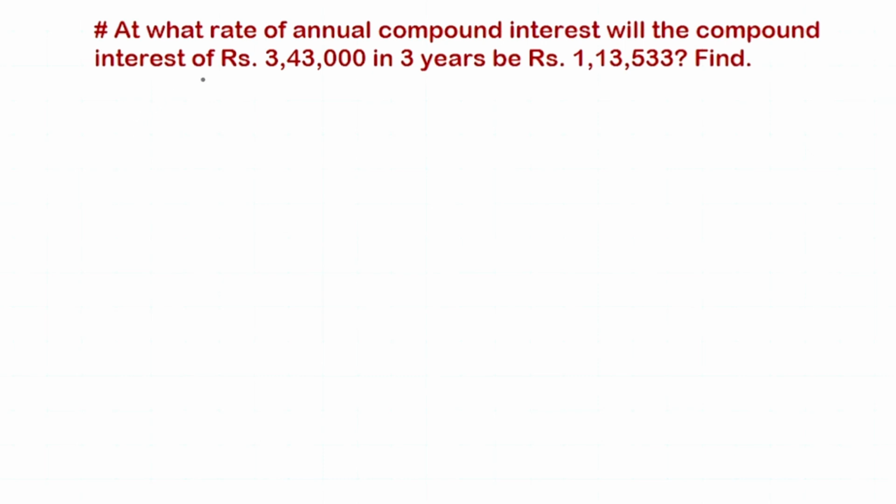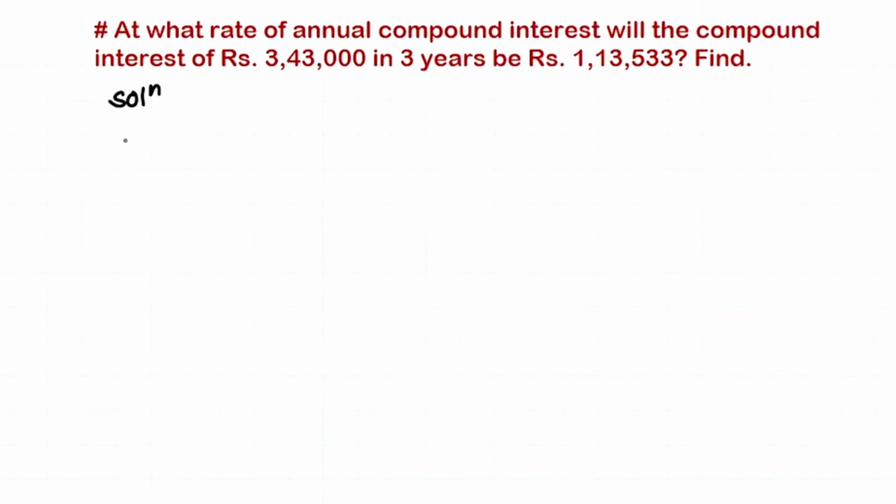In this particular video, we'll be trying to find the rate of compound interest. So we have our question over here. At what rate of annual compound interest will the compound interest of Rs 3,43,000 in 3 years be 1,13,533? So we need to find the rate at which this 3,43,000 in 3 years will give us the compound interest of 1,13,533.